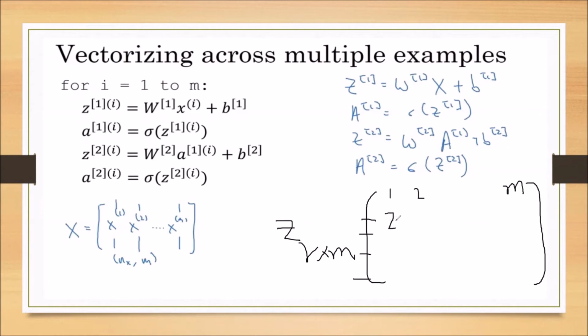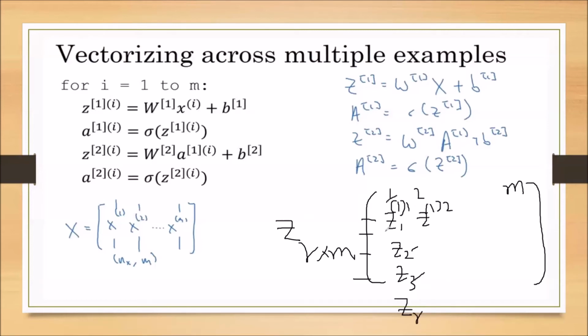I am representing here Z1, and if I write this, this is Z[1] 1, the first training sample, and this is Z[1] 2, the second training sample, with subscript 1. Similarly, I am not changing the superscript, I am only changing the subscript. So this is the second activation unit Z2, the third activation unit Z3, similarly the rth activation unit Z_r.